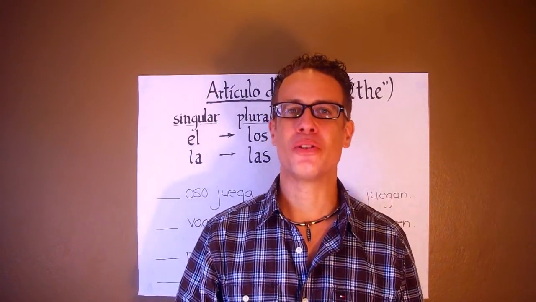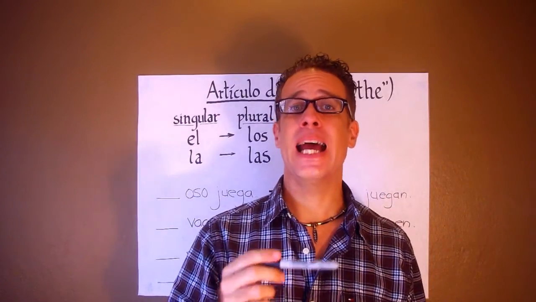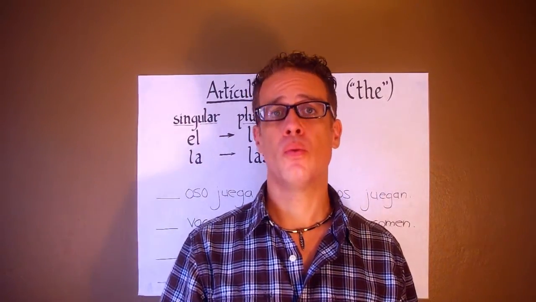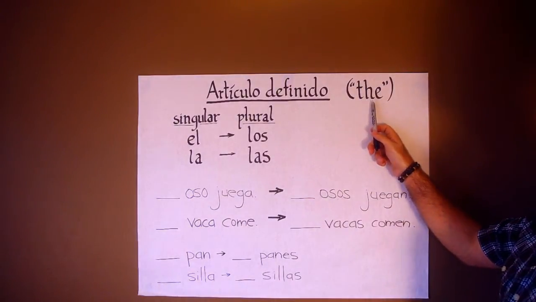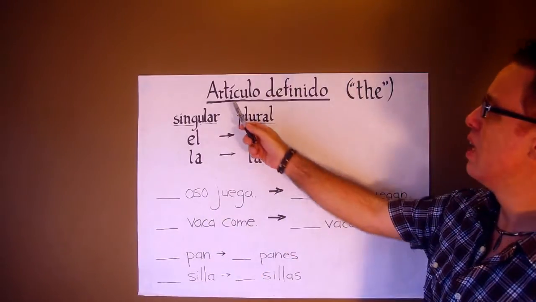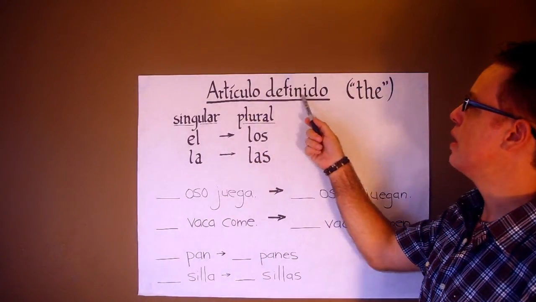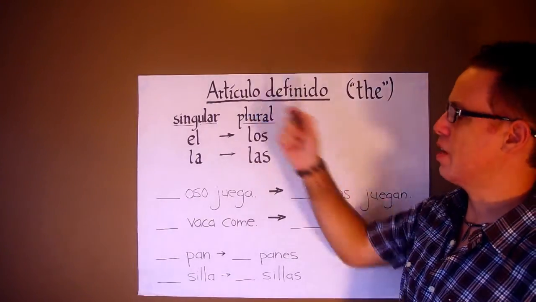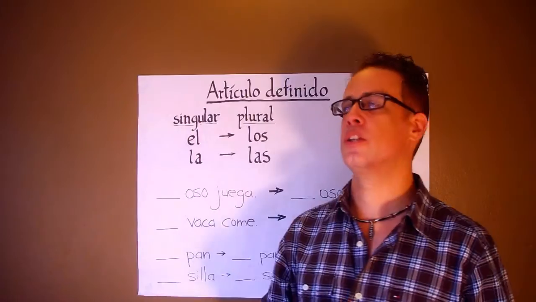I'm René, your host. Today we're learning about definite article and indefinite article. What's that? In English, the definite article is the. So we're starting with the definite article. In Spanish, artículo definido. Definite article. When do we use definite article in English?